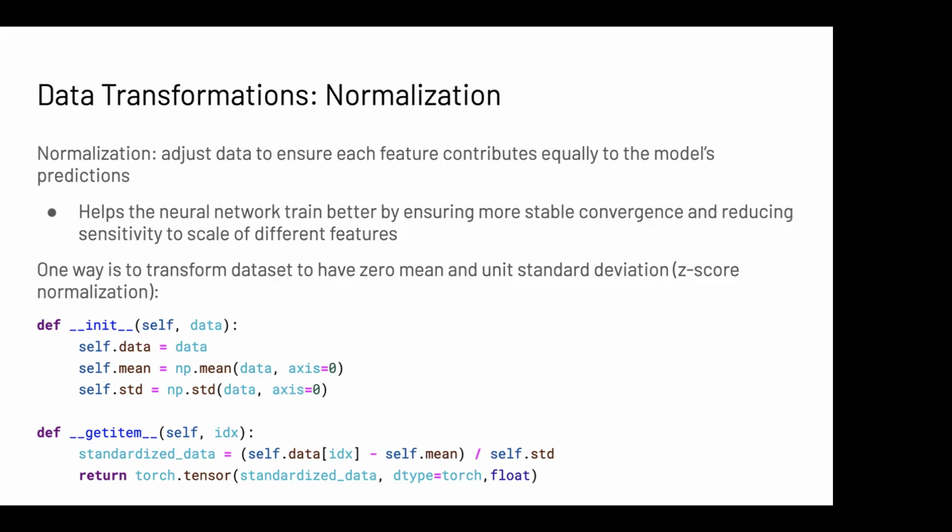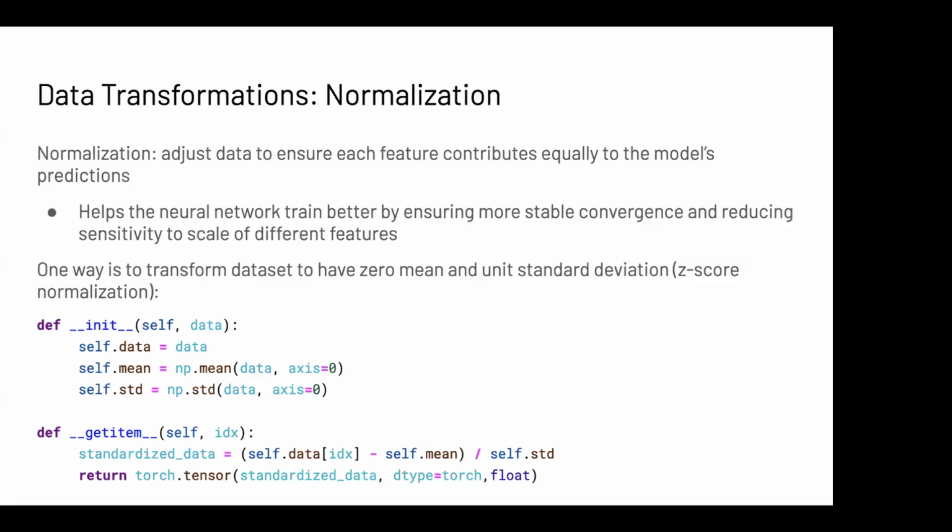And lastly, you have get item. What we do in get item is standardize the data using this Z-score normalization: we take the data at position index, subtract the mean and divide by the standard deviation, and from that we get the standardized data, which now has a distribution with 0 mean and unit variance. And finally, we return this.